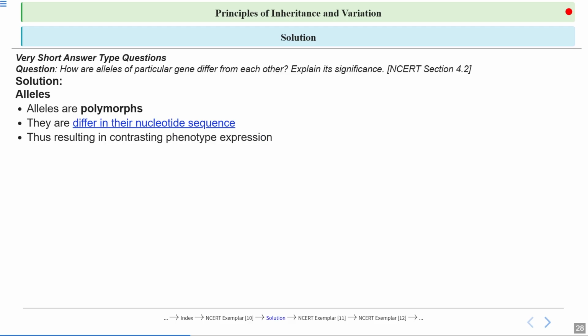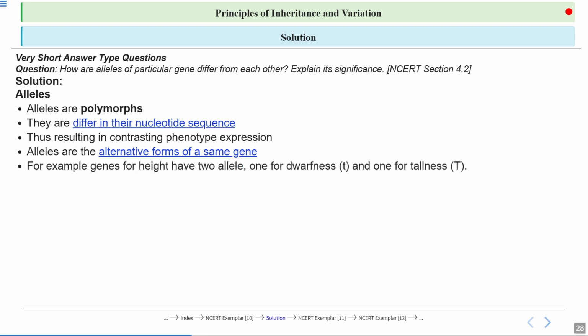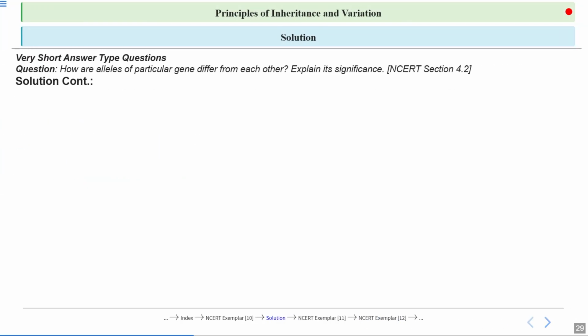So this results in contrasting phenotypes. One becomes dominant, one becomes recessive. One is controlling tallness, one is for dwarfness. And you can see alleles are the alternative forms of a gene, the same gene. Clear? So height, if you consider height as a trait, it has two alleles, capital T and small t.